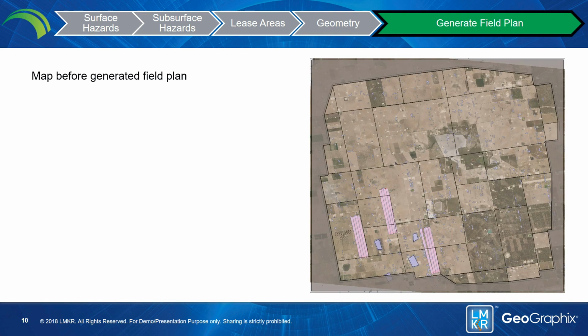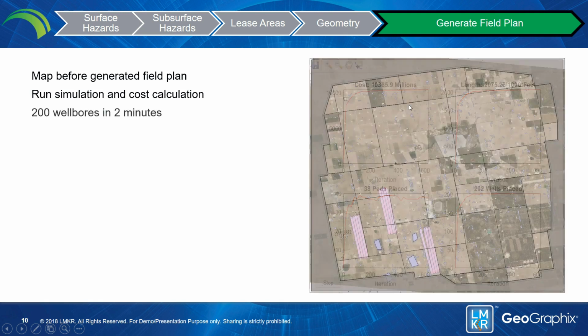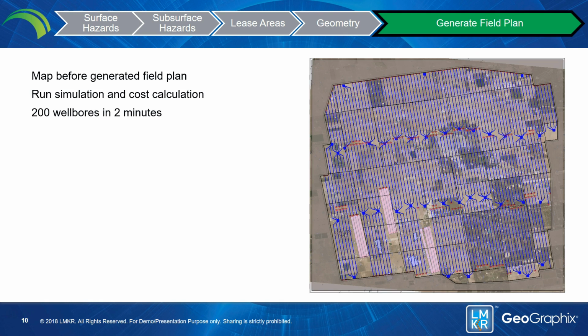So here's your map before we generated the field plan. We have the subsurface hazards, we have the polygons, we have the surface hazards in terms of slope that are very small over here. And we run the simulation and it gives us a cost calculation. You'll also see how many pads are placed as the simulation runs through iterations. You'll see how many wells are placed, and the length and the cost in millions. And you have 200 well bores in 2 minutes, and the result looks like this.